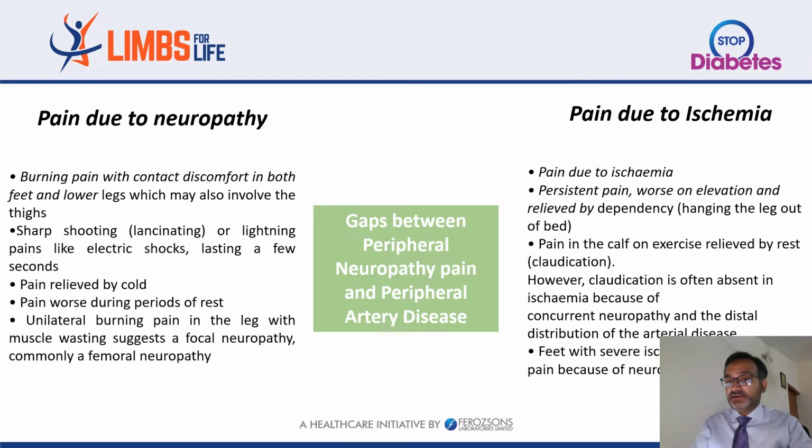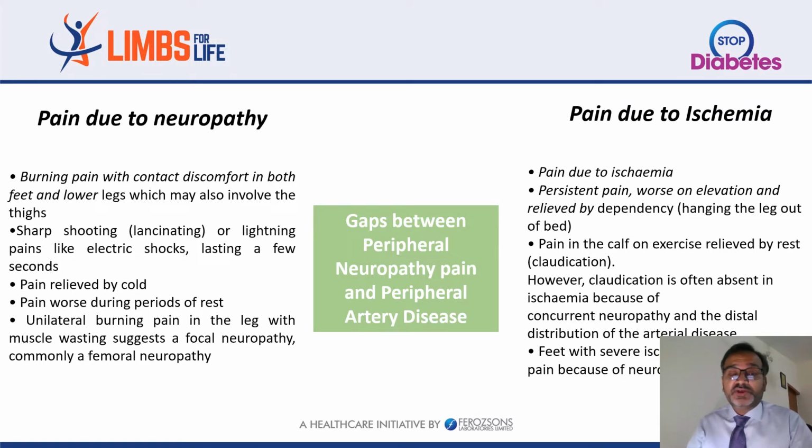When it's aggravated by exercise, we call it intermittent claudication, because when you rest, the pain goes away. However, claudication is often absent in ischemia because of concurrent neuropathy associated with it, and the distal distribution of arterial disease. So if the arterial disease is very much aggravated, the patient may not feel pain.